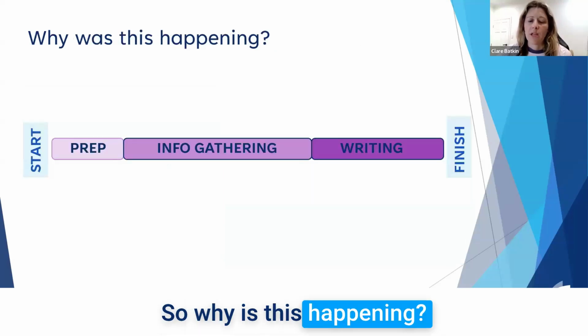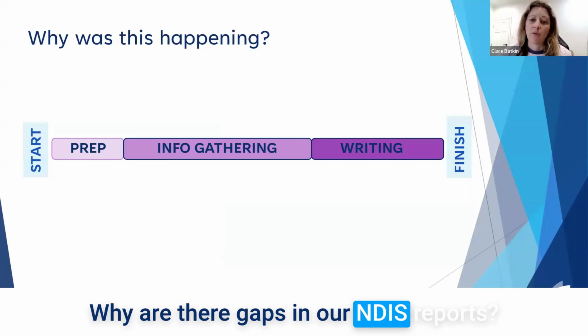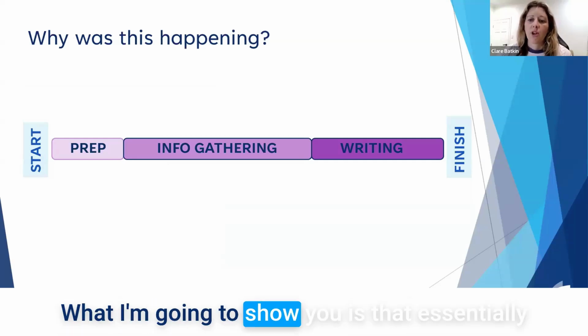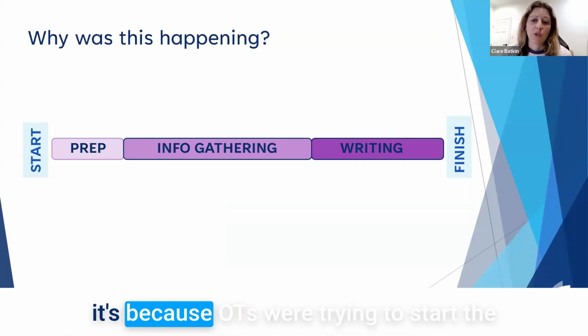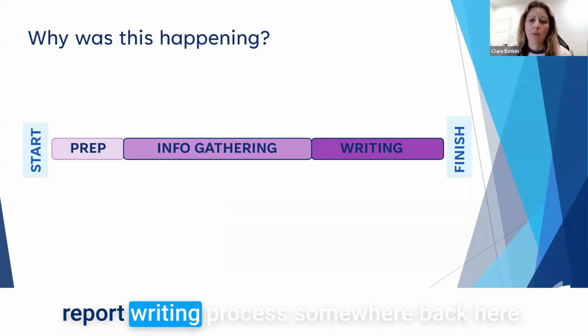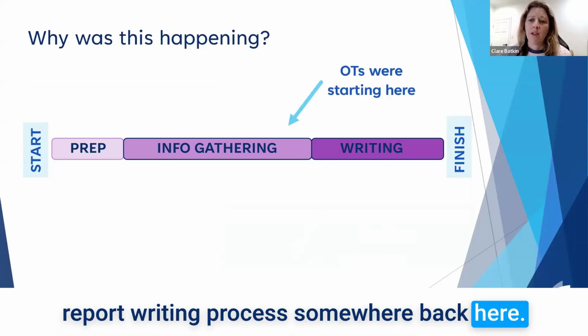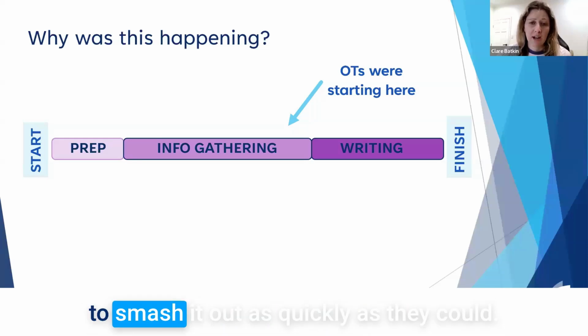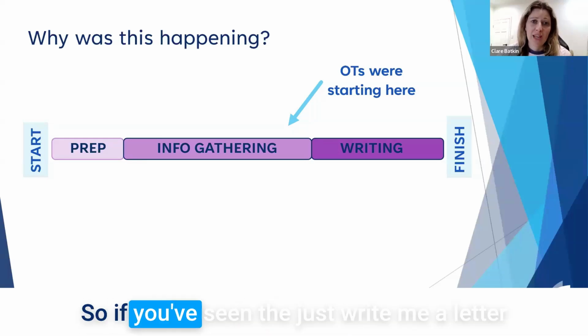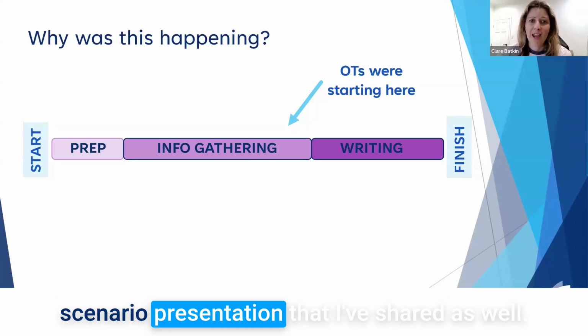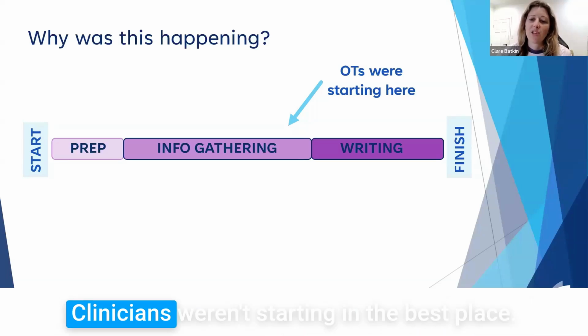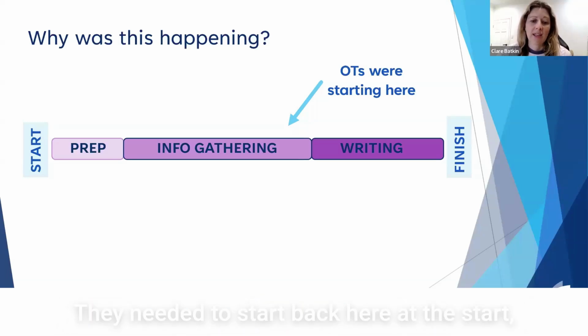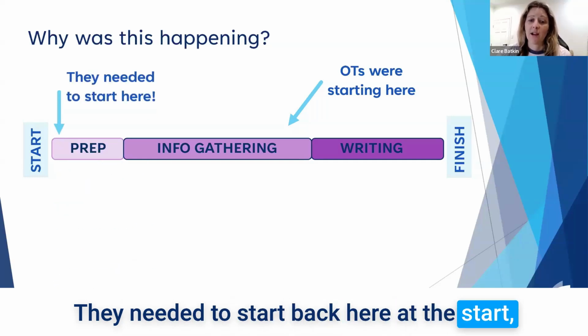So why is this happening? Why are there gaps in our NDIS reports? What I'm going to show you is that essentially it's because OTs were trying to start the report writing process somewhere back here. They do some basic information gathering, then attempt to start writing to smash it out as quickly as they could. If you've seen the Just Write Me a Letter scenario presentation that I've shared as well, clinicians weren't starting in the best place. They needed to start back here at the start.